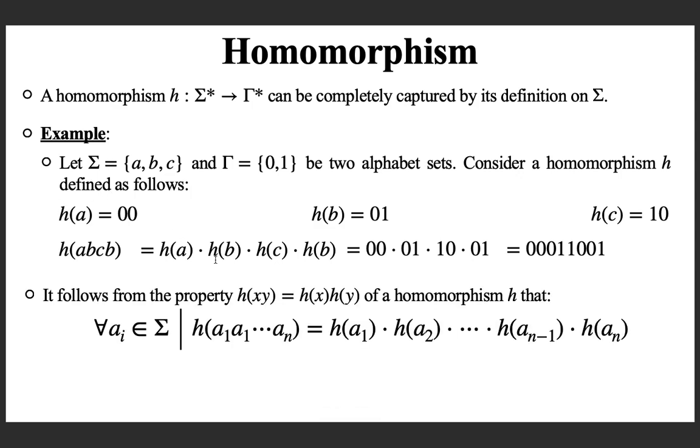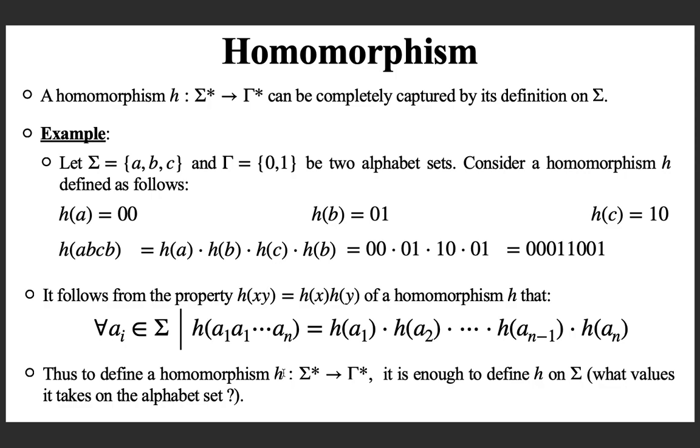So this is what we said. From this property, it follows that the homomorphic image of this string is the concatenation of the homomorphic image of A1, the homomorphic image of A2, etc. Thus, to define the homomorphism h, it is enough to define h on the alphabet set sigma, that is, what values it takes on the alphabet set. For example, here h of A, h of B and h of C defined means h is defined over the entire set sigma star.